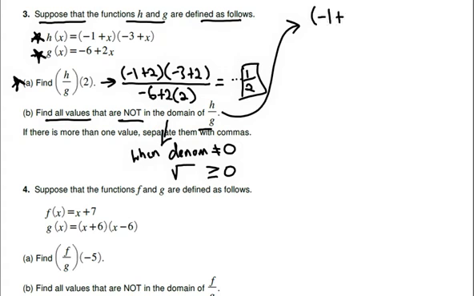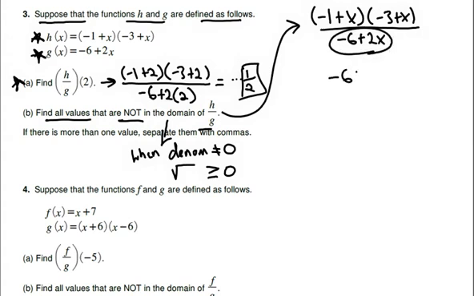So looking at this particular problem, the numerator is negative 1 plus x times negative 3 plus x. The denominator is negative 6 plus 2x. So we're really concerned when that right there equals 0. And so we say negative 6 plus 2x cannot equal 0. And we just perform our normal linear operations here that we would normally do if this was an equal sign. So whatever you do to one side, you do to the other. Adding 6 to both sides, then dividing both sides by 2. We have a situation where x cannot equal 3.